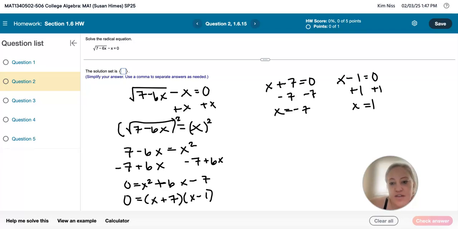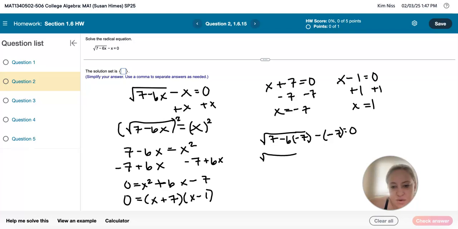Or actually, I think we have to check our solutions, so we should check. It's always a good thing to check anyway, just in case something went wrong, then you would know by checking. So we're going to check regardless. We're going to plug in this negative 7. So the square root of 7 minus 6 times negative 7, minus negative 7 equals 0.